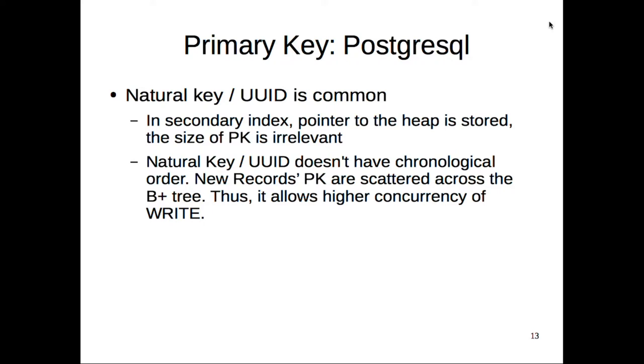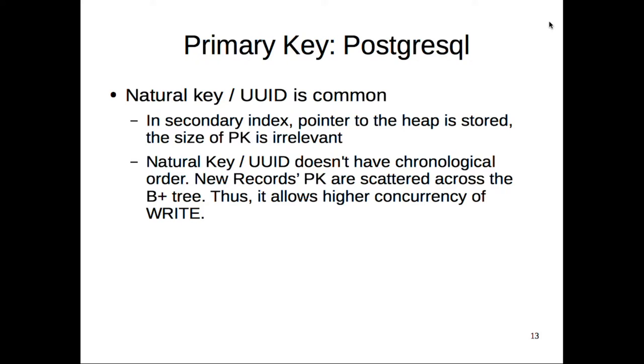Postgres. Although many people switch from MySQL or MariaDB to Postgres and continue to use auto increment or some sequence as the primary key, many people in Postgres will use a natural key or UUID. Why? Because in the world of Postgres, concurrency is our major concern. If we use a natural key or UUID, it is usually unordered. It means that all inserts and updates will be scattered among the B tree. Different threads are unlikely to hit the same leaf node at the same time, so the system concurrency will be higher.